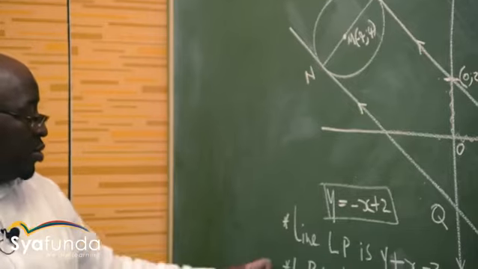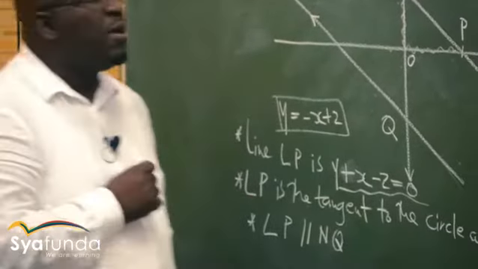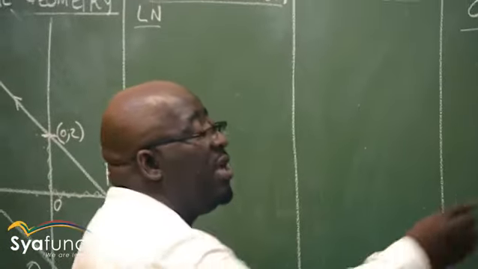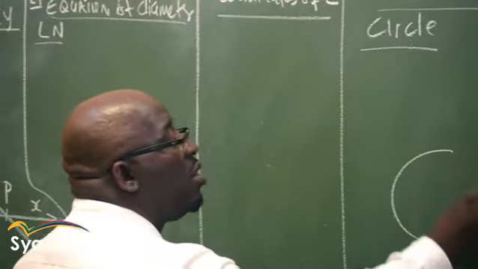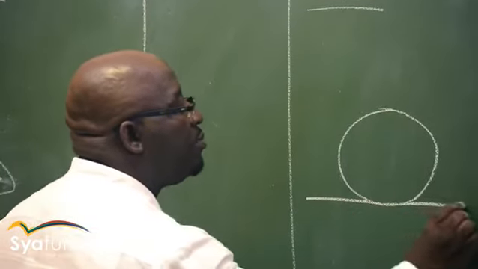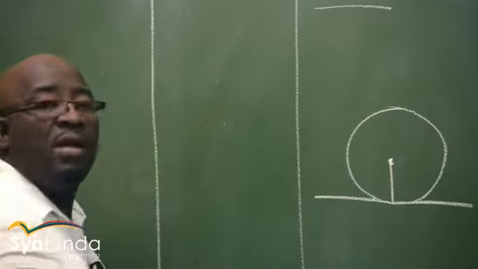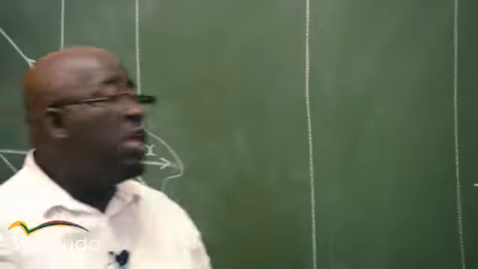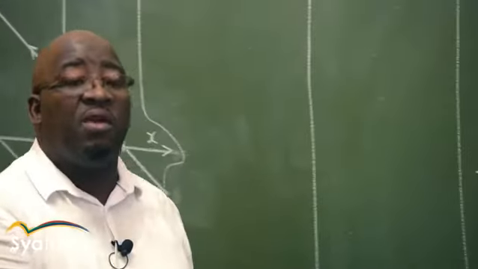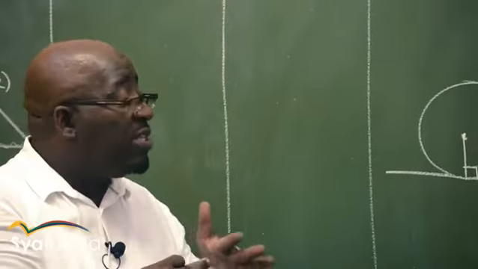All right, number 2, LP is the tangent to the circle. I think it is important that you should take note of this. If you go to your Euclidean geometry, there's a theorem that we call the tan-chord theorem. Whenever you've got a tangent, this is the center, and a radius, or even a diameter, whenever those two lines meet, you will always have 90 degrees. A radius perpendicular to a tangent is always equal to 90 degrees.